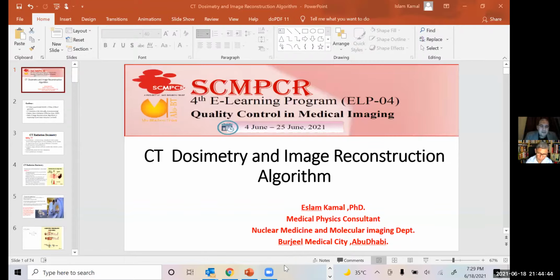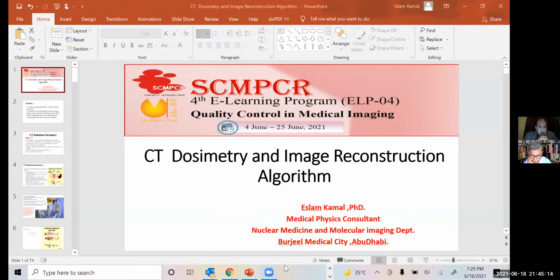Yes, sir. And I have another one. If someone is not using AEC, what will be the effect on patient dose, if taking only an AP scout of the patient? For not using AEC, the dose will be higher, because you are using a fixed milliampere. Also, the image quality will not be the same.